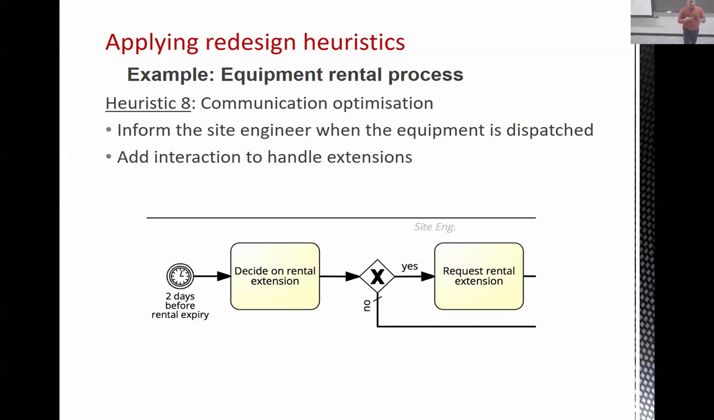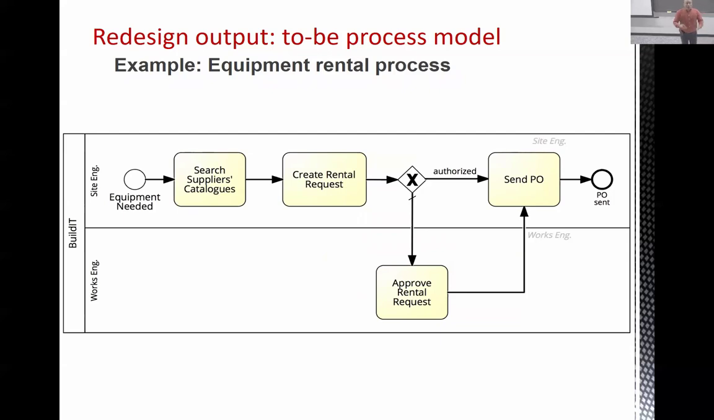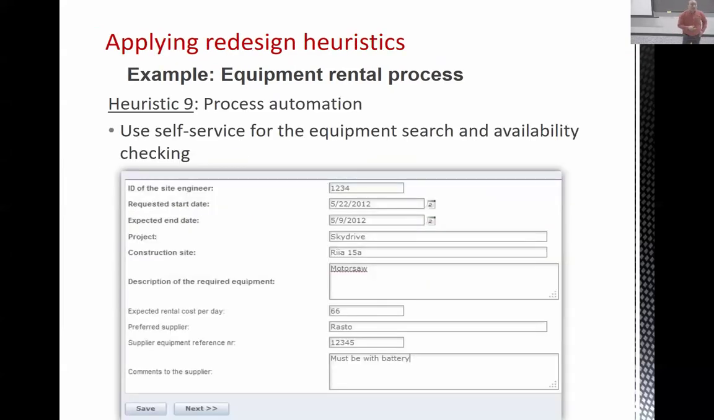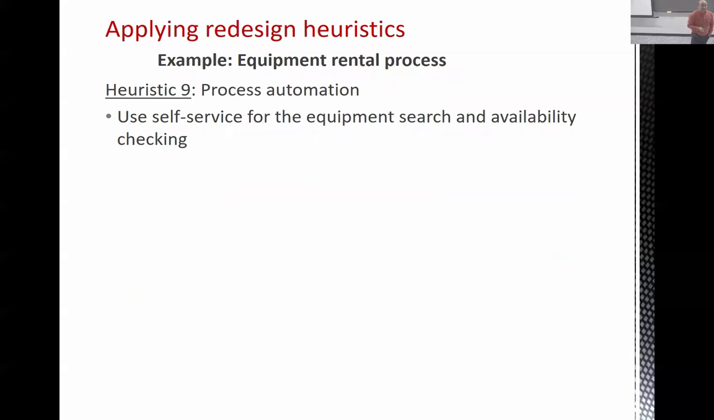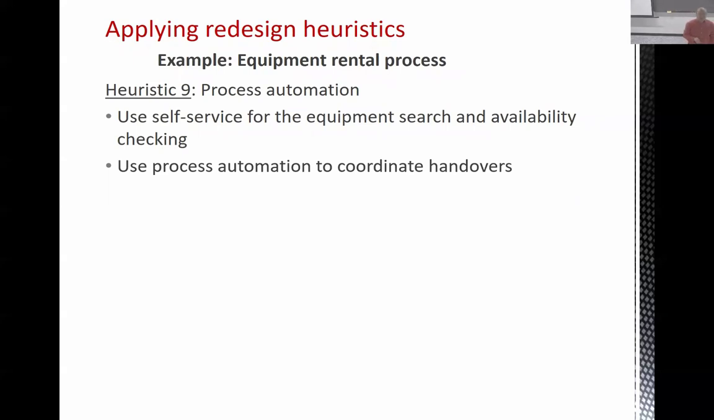So there are many other places in this process, for example in relation to extensions of equipment rental, where you could optimize the process. The output of applying these heuristics is, as we can see in this image, a redesigned process. And you can further improve this process by introducing some automation. For example, a self-service system that allows the site engineer to enter the rental request themselves, check the availability of the equipment themselves, turn that into a purchase order, and track the status of the delivery at every point in time, cancel it, request an extension of the deadline, etc. This automation can be introduced once you have a streamlined, redesigned process. You can use automation to set up self-service or to notify different stakeholders when they need to perform a task, by means of a process automation platform or a business process management system.